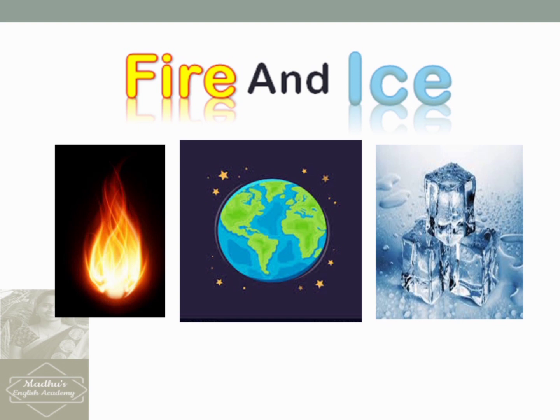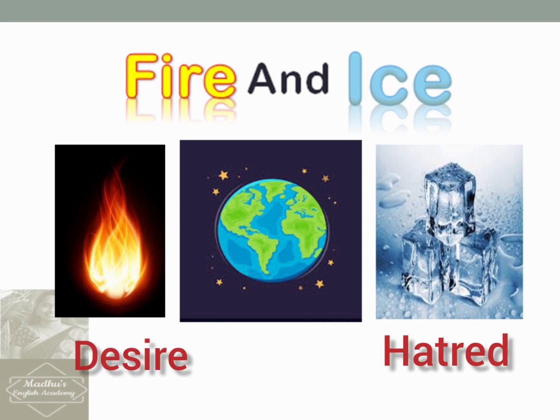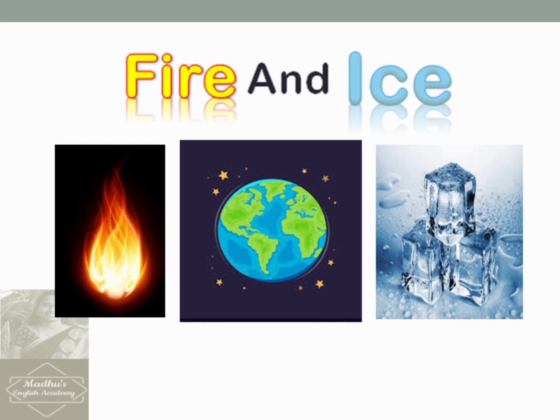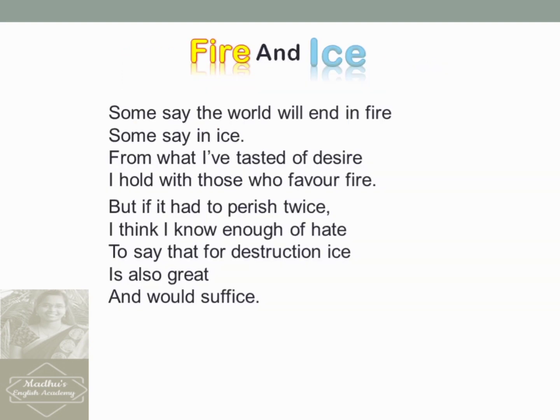The poet symbolically discusses the destructive features of human emotions. He uses the symbol of fire and ice to show how desire and hatred contribute in making the world stand at the verge of chaos. Let us read the poem first.